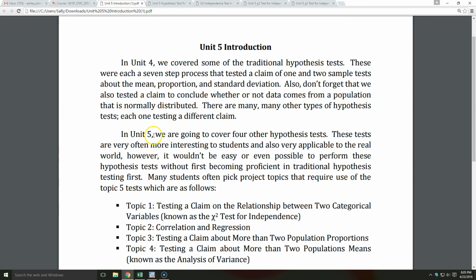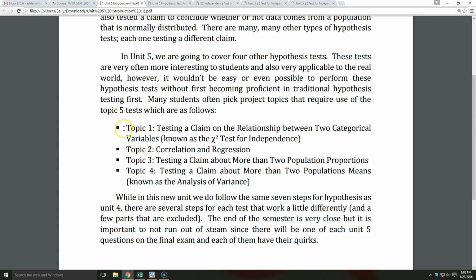So what we do in this last unit is we look at some of the less traditional hypothesis tests. This first one is kind of similar to the last ones, but with some changes made in. This one is almost identical to some of the Unit 4 problems. And then this one is kind of in the middle. Correlation and regression has some similarities, but it is kind of its own topic.